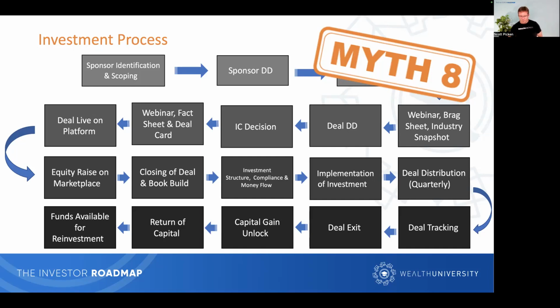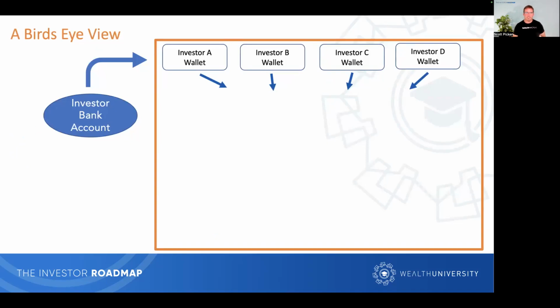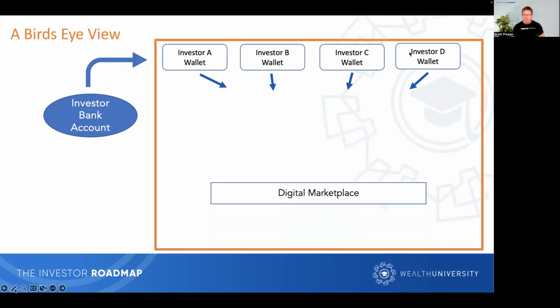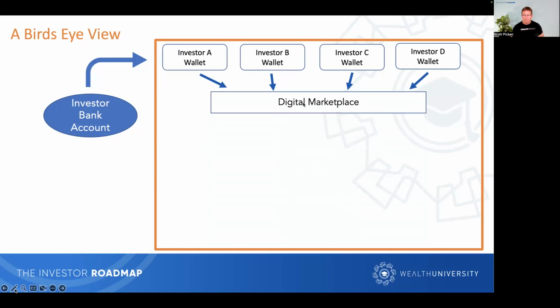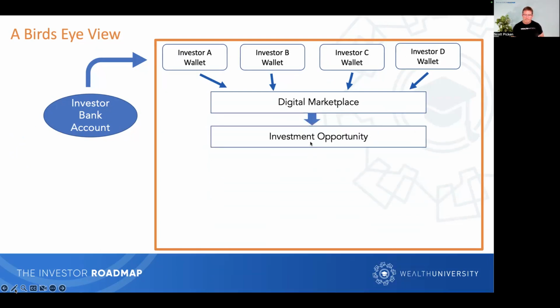So let me show you visually what I just showed you, because some people like me like visual. So you're an investor, you and me, and each one of us has an investor wallet. So we integrate with Lemonway, the digital wallet provider. And then we have the platform. So this is the Wealth Migrate platform. And then basically you've got the investment opportunities. So this might be an industrial deal in America.